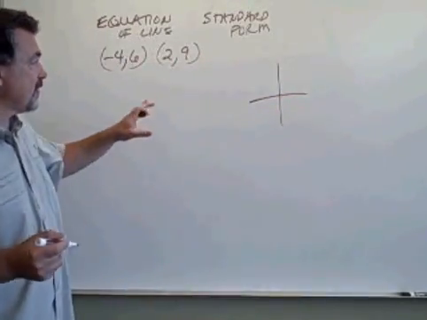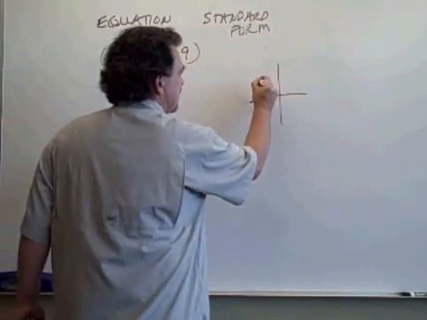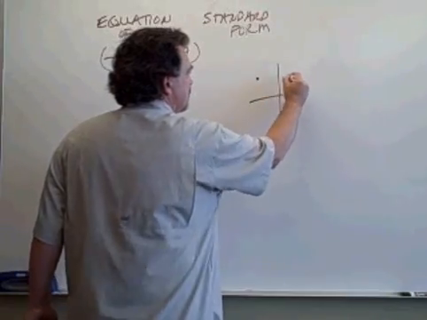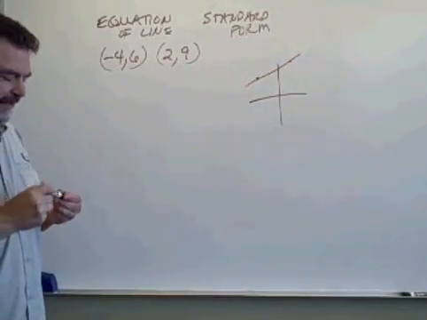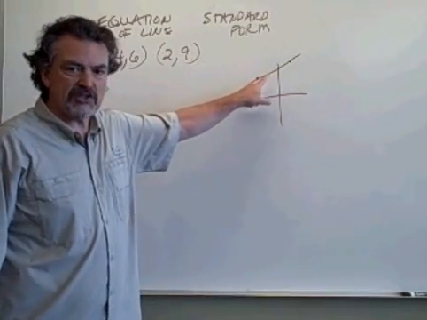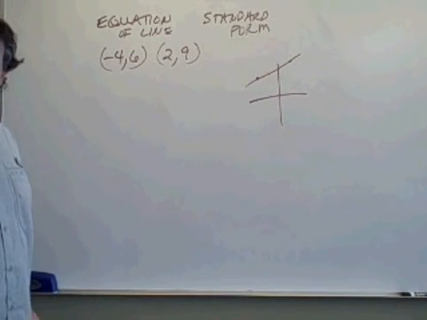In other words, there is a line that would pass through those points. Say (-4, 6) is roughly there, (2, 9) is roughly there. There's a line there, isn't there? There's a straight line. We want to know what equation would make that straight line as the picture of the equation's solutions.